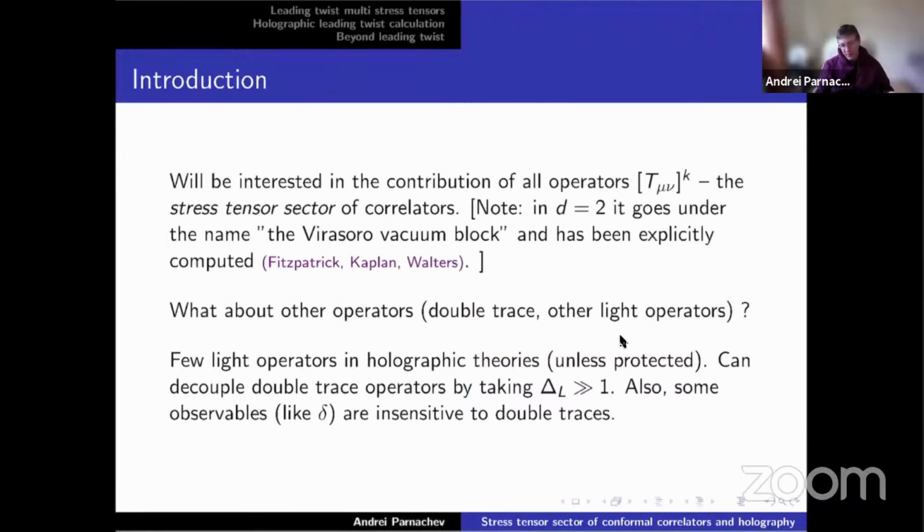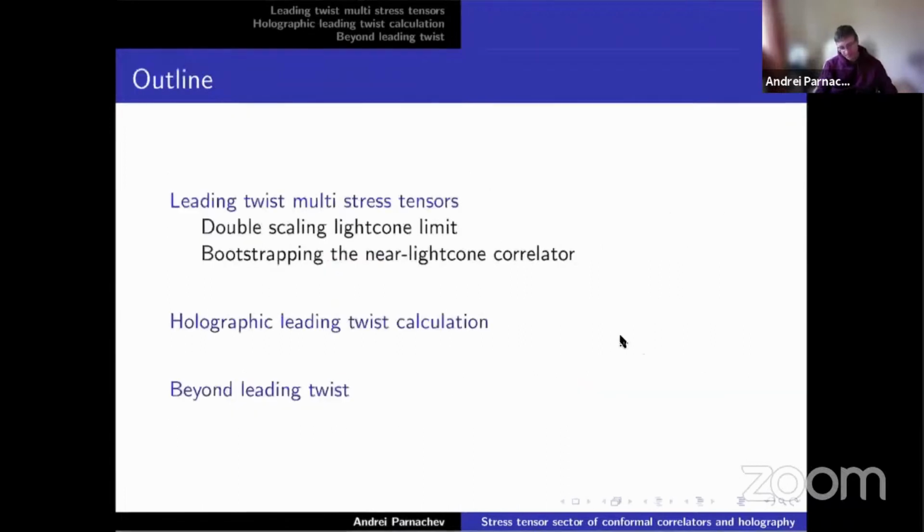Once your theory becomes more strongly coupled, the light operators mostly decouple. And the double trace operators, you can also decouple by either taking the limit delta large, much larger than 1, but of course keeping it much smaller than C_T, or considering some observables. One of these observables I already mentioned, the eikonal phase, which is sensitive to double traces.